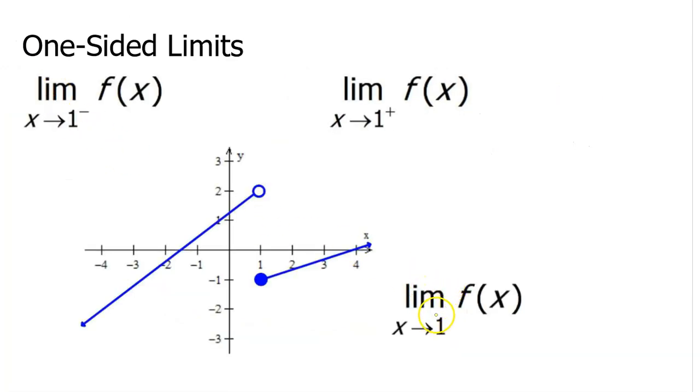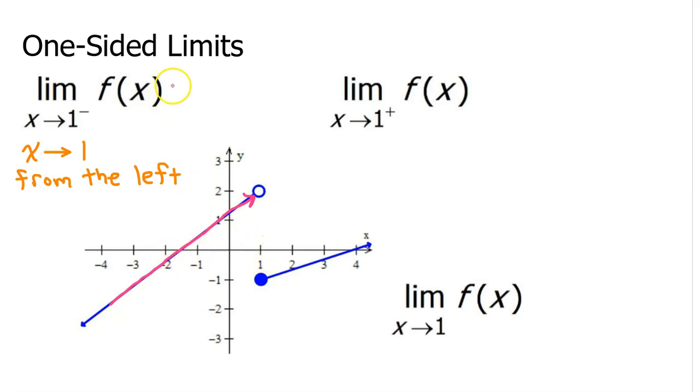By default, when we talk about the limit as x approaches a number like this, we mean the two-sided limit as x approaches the number from the left and from the right. But we can also talk about one-sided limits. This negative sign superscript means we are talking about the limit as x approaches 1 from the left of f of x. So we are talking about the output value that f of x is approaching as we approach an input value of 1 from the left.